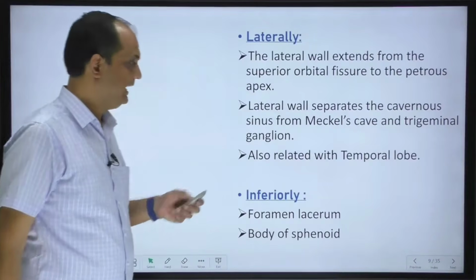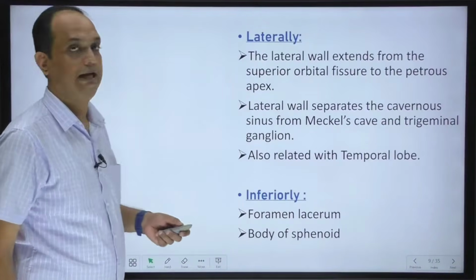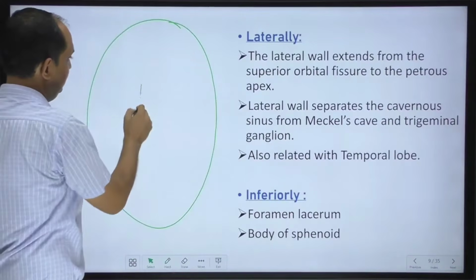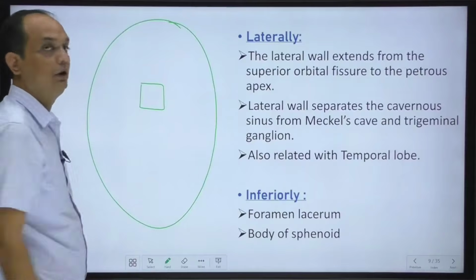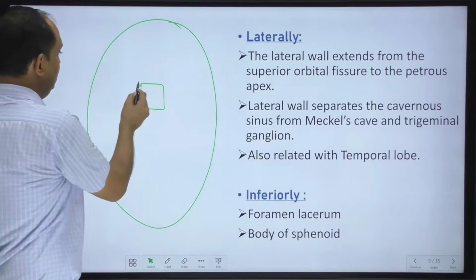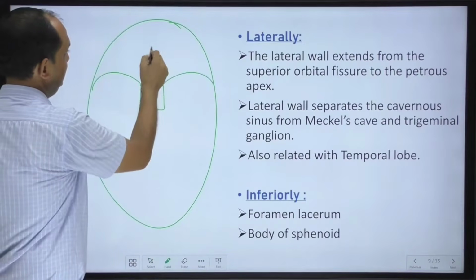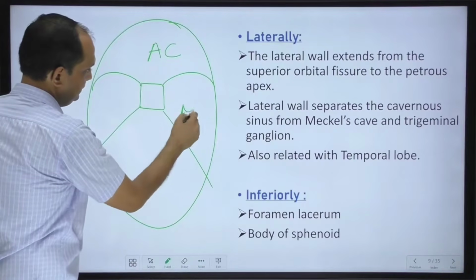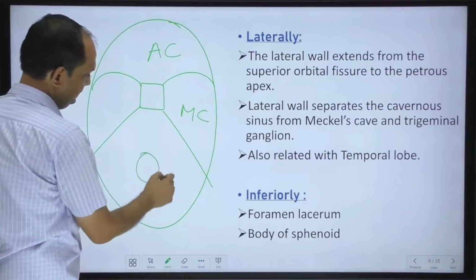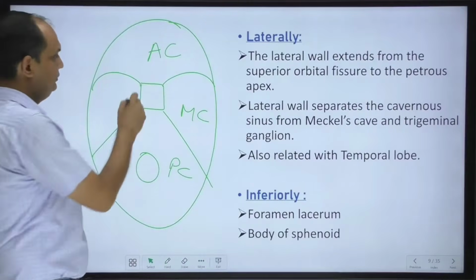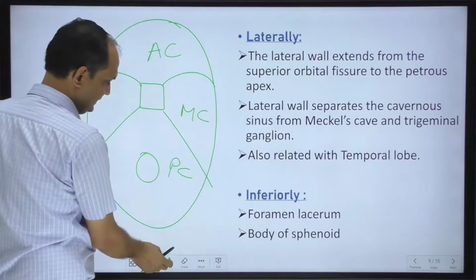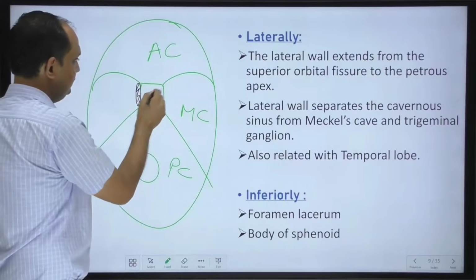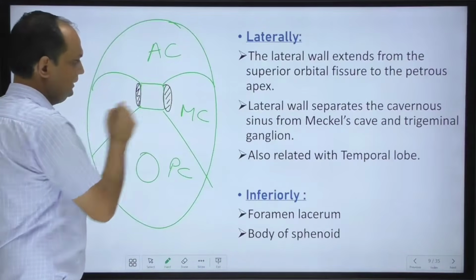Now you have to understand this part: when we are seeing the cranial cavity, in the middle we are talking about the body of sphenoid bone. In this you have the anterior cranial fossa, the middle cranial fossa, and the posterior cranial fossa. Now you have this cavernous sinus on both sides of the sphenoid bone. Clear?